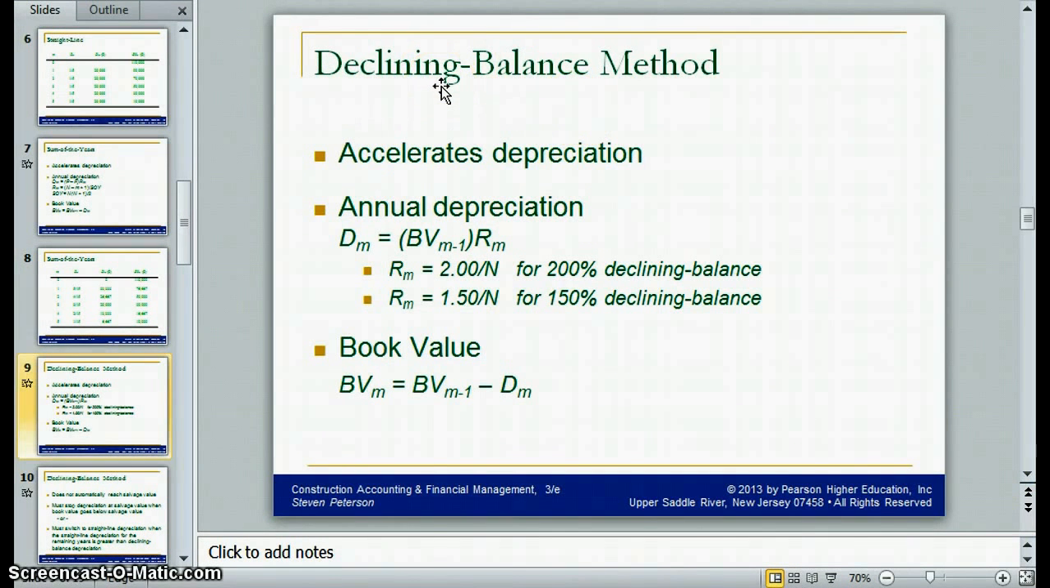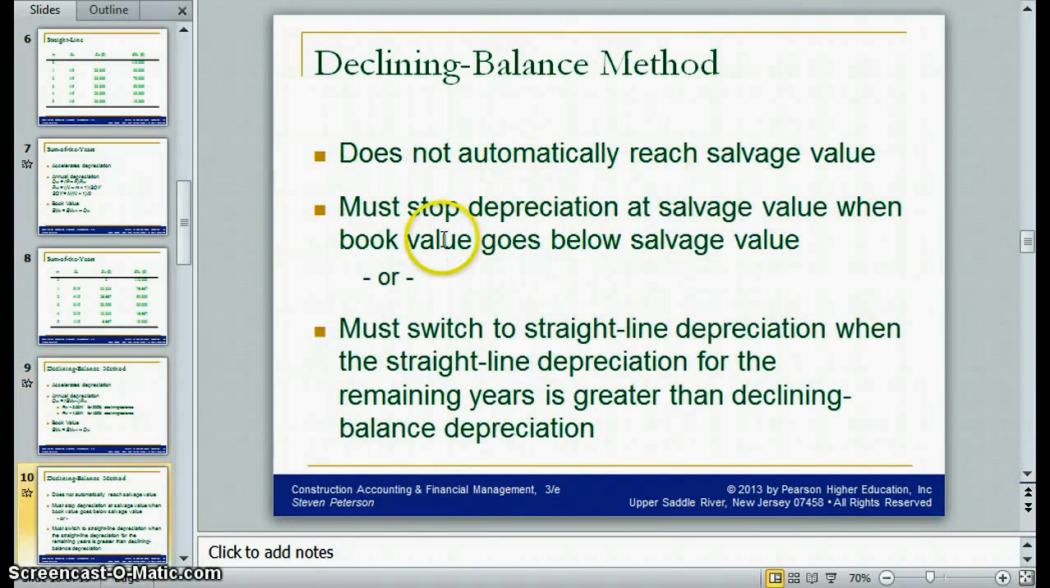The declining balance method is the third type of method. Again, it allows for an acceleration on the depreciation. Within the declining balance method, we have either the 200% declining balance or the 150% declining balance. There are, again, formulas in your textbook that would allow you to calculate depreciation using this method.